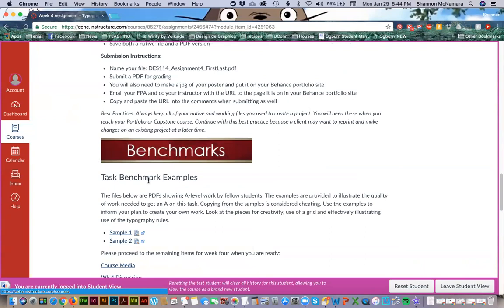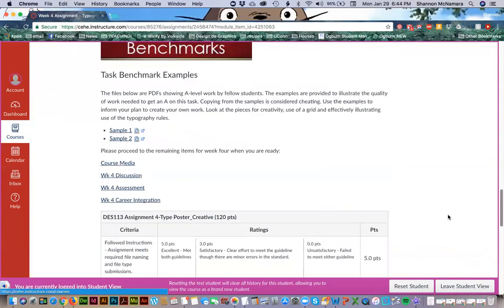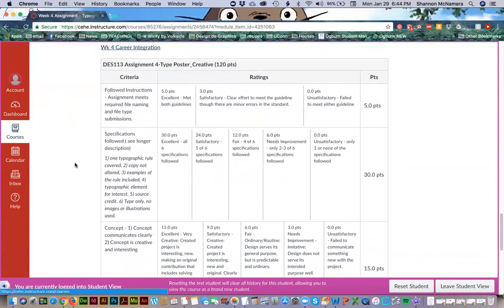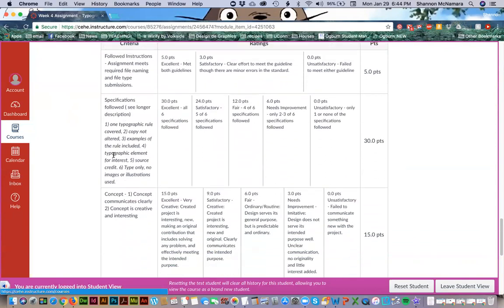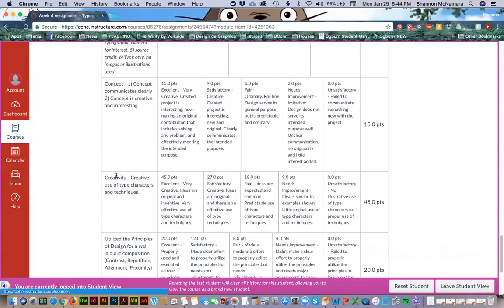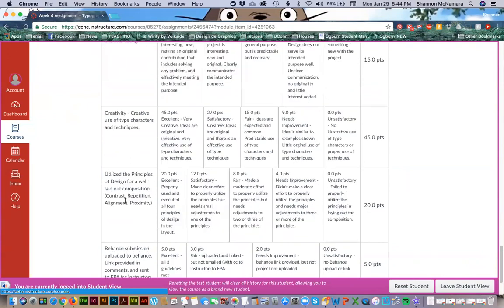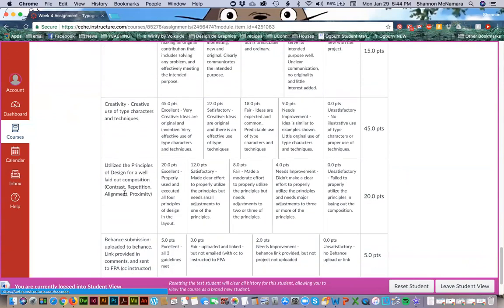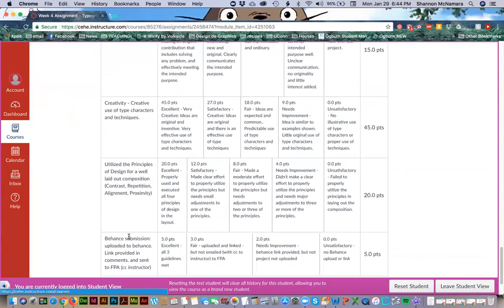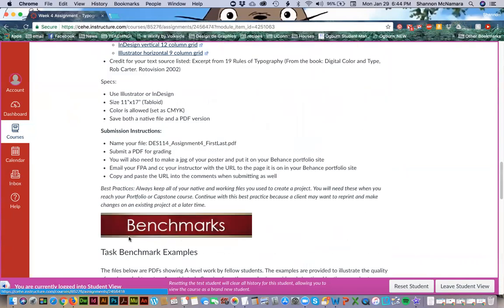So make sure that you're meeting all of the benchmarks. Make sure that you're reading over the rubric. Follow the instructions. The assignment meets the required file name convention, and your specifications are correct. This is worth 30 points. Your concept is correct. Creativity is worth 45 points. Utilize the principles of design for a well laid out composition. And then the Behance submission. So make sure you're hitting all of these pieces.